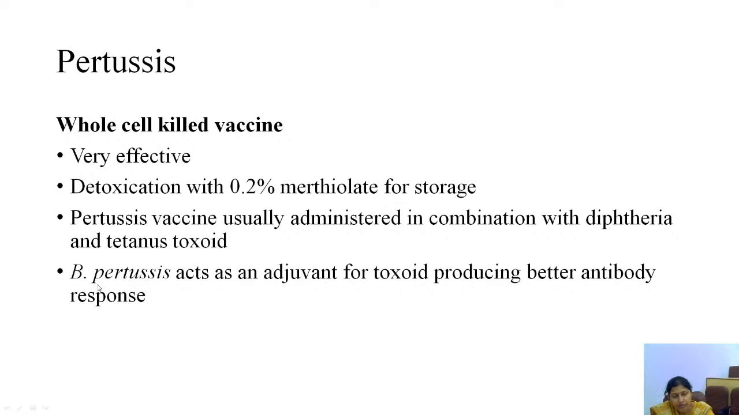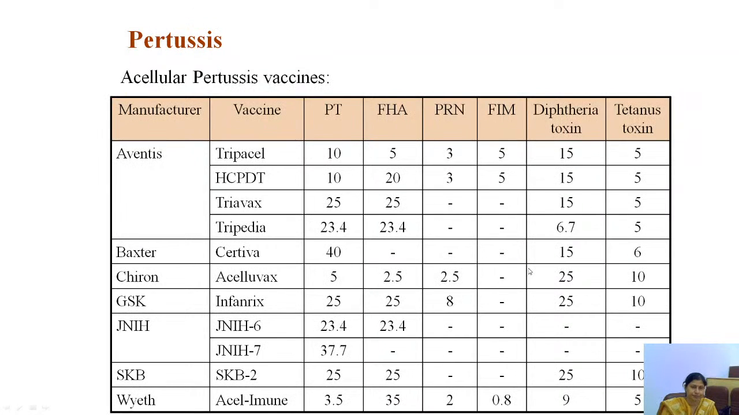So what do you mean by adjuvant? An adjuvant is a substance which allows the slow release of the antigen at the site. So in the DPT vaccine, D is diphtheria, P is pertussis, and T is tetanus toxoid. The pertussis component has been added as an adjuvant to diphtheria and tetanus toxoid because it helps in slow release of the toxoids from the site, and gradually there will be a better antibody response.